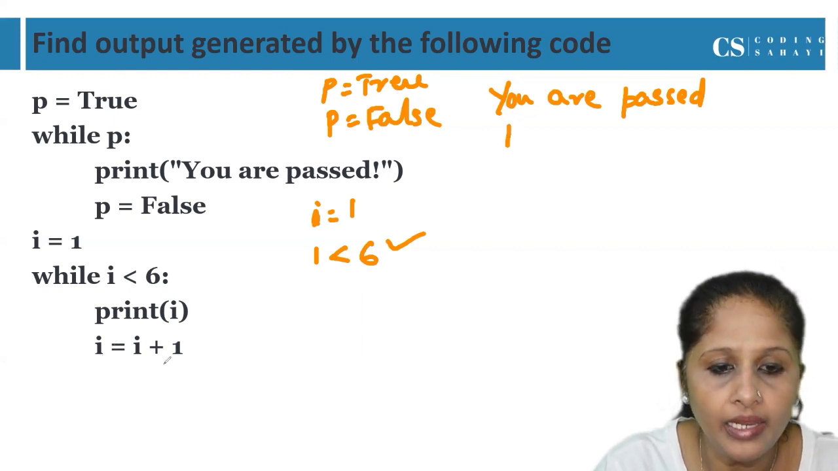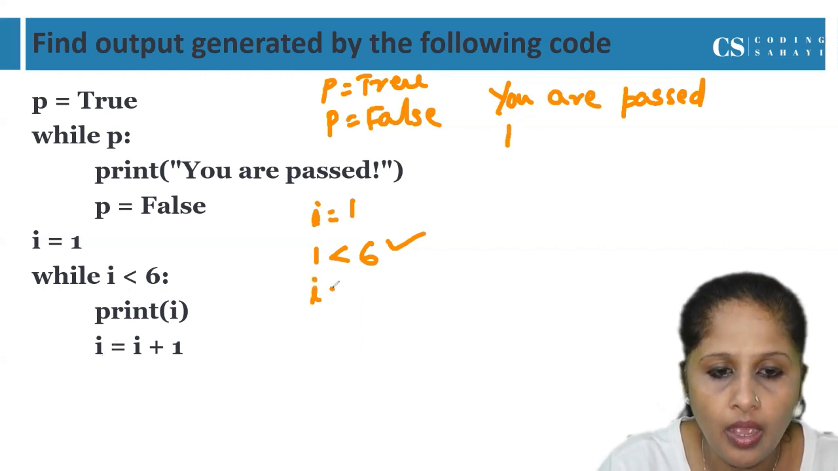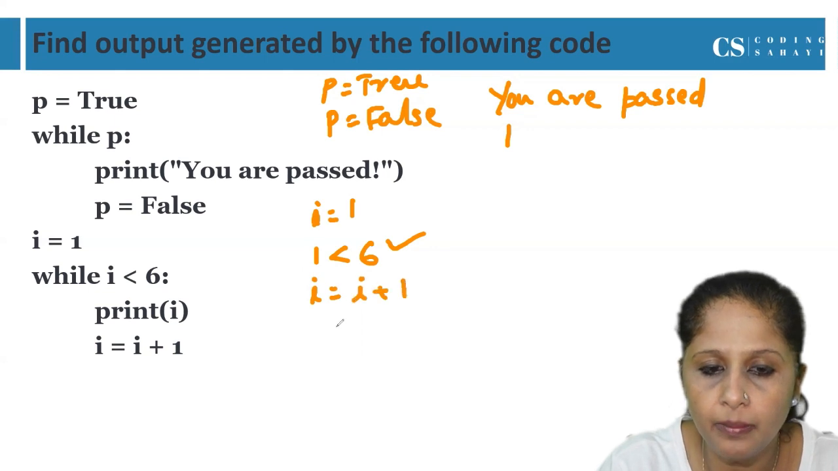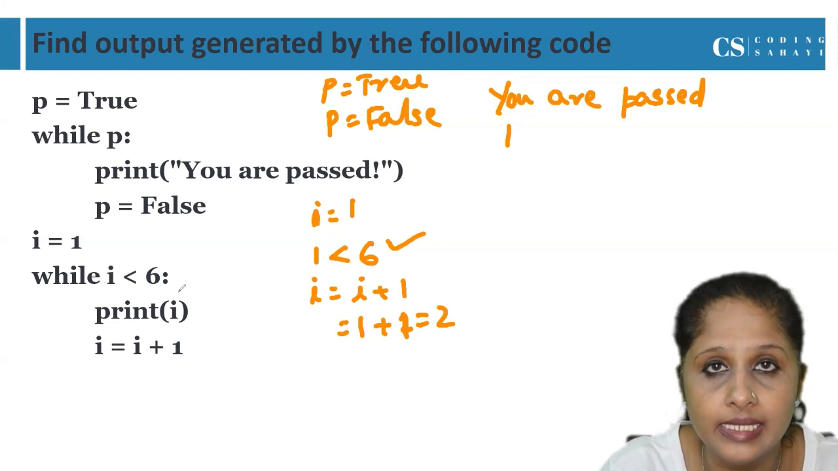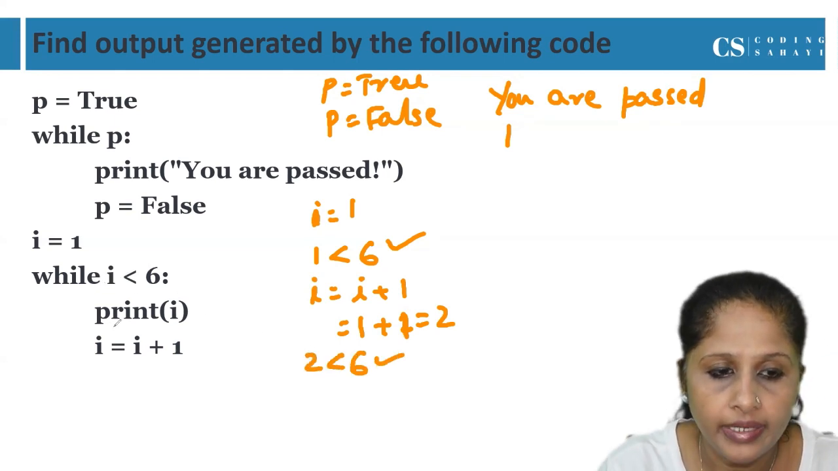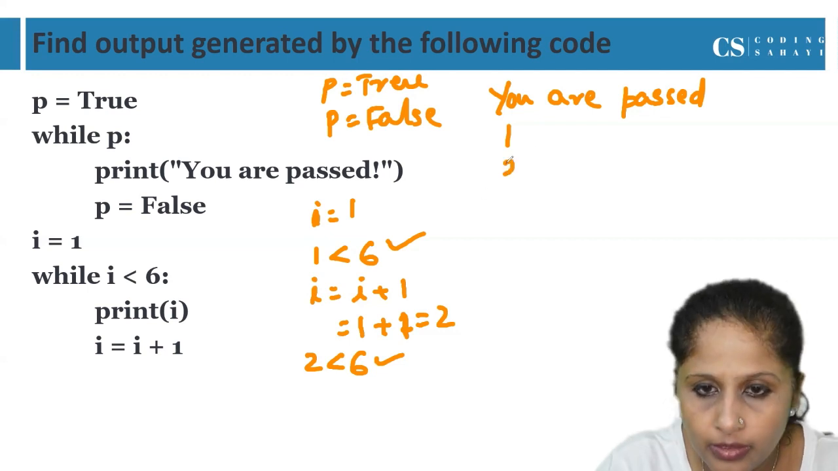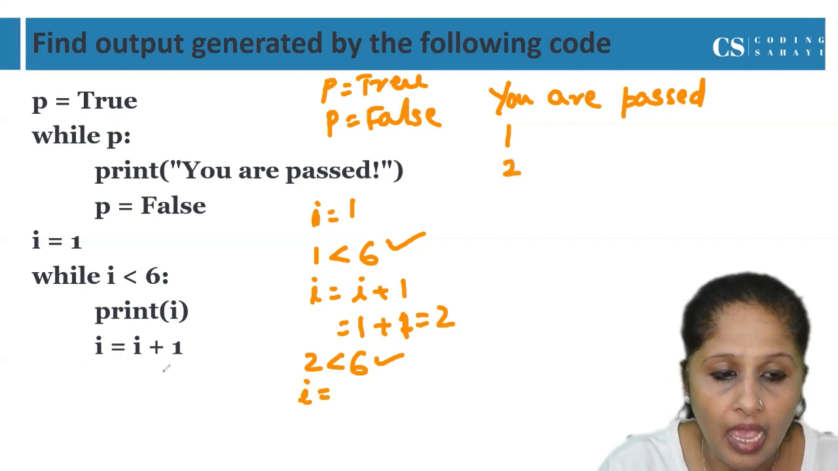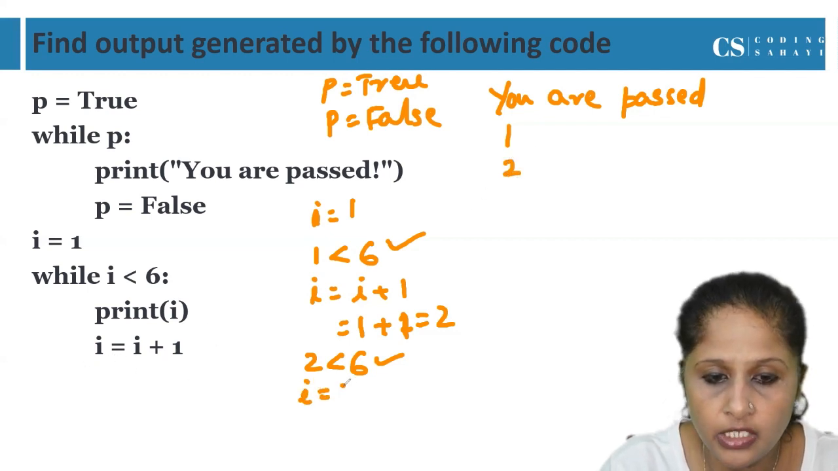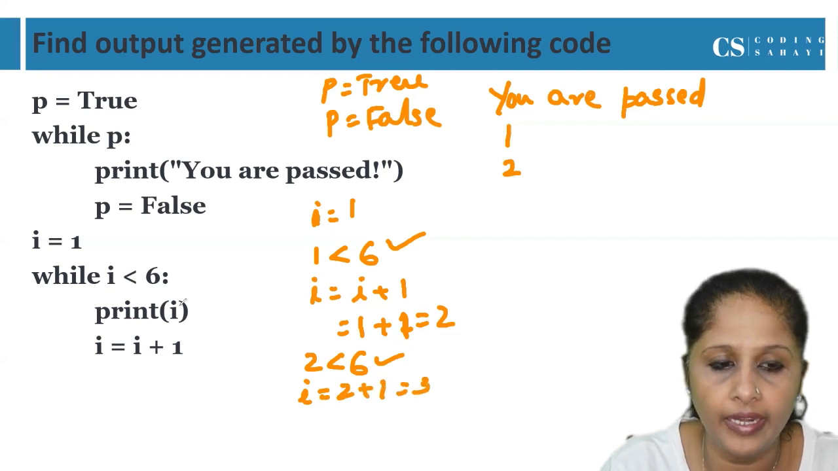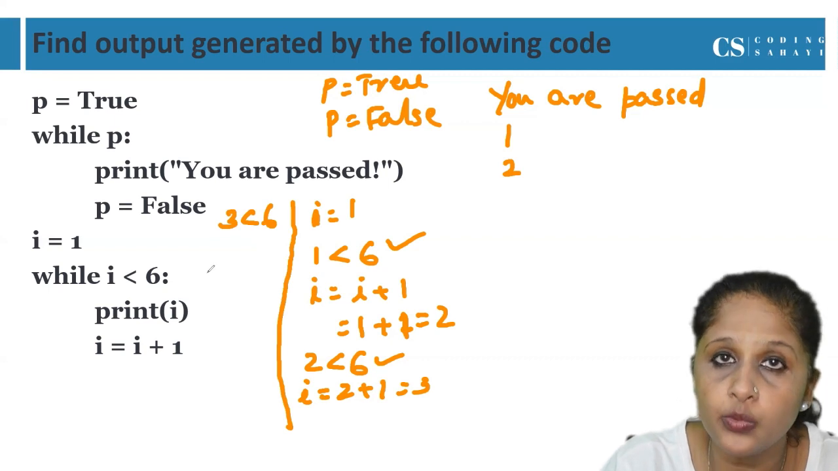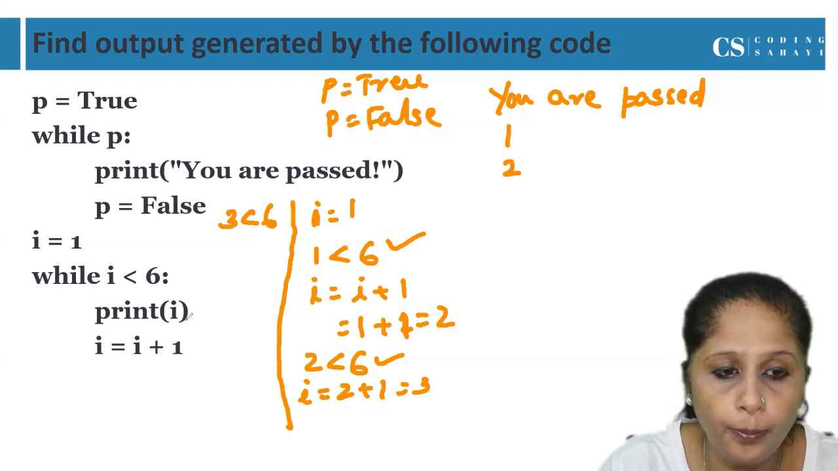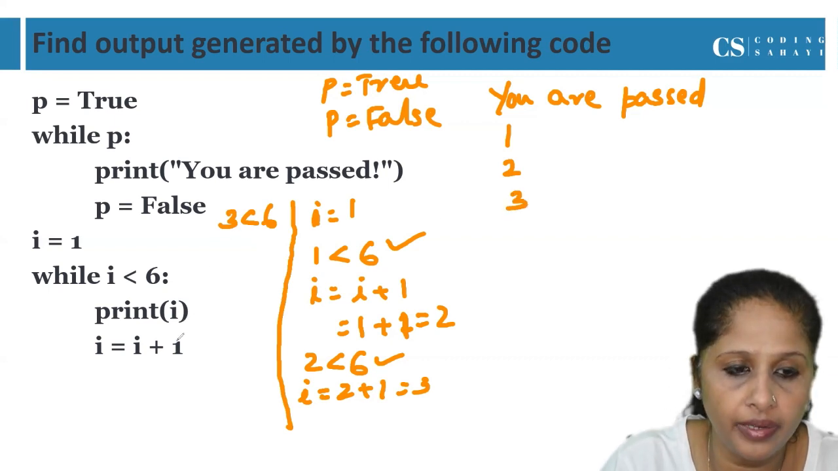So that 1 will be printed. Then again I equal to I plus 1. Now I is incremented by 1, that is 1 plus 1, 2. Again it's going back and checking whether 2 less than 6. Is it satisfying? Yes, it is printing that value 2. So here I is incrementing by 1, that means 2 plus 1 you will get 3. Again going back and checking 3 less than 6. Is it satisfying? Yes. So print I, that is 3 is printing.